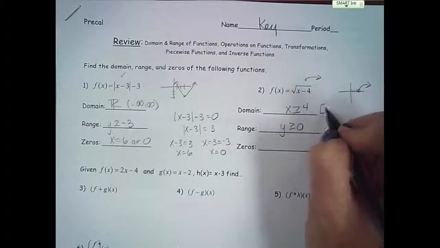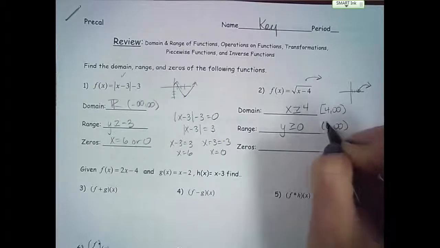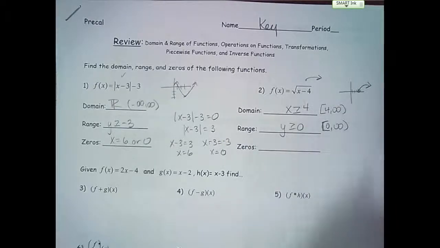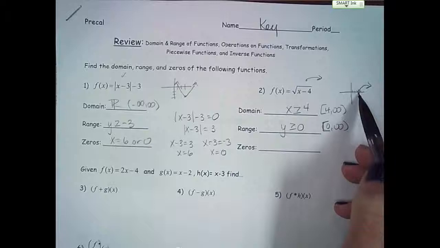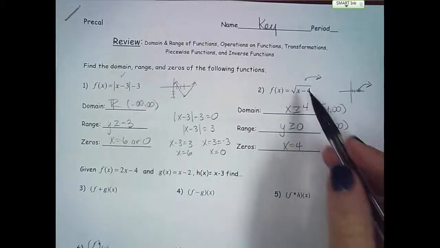Also, if you prefer, 4 to infinity, 0 to infinity. Our zeros, look, they have one exact 0 right there, which would be 4. x equals 4. If you weren't sure, you could set this equal to 0 and solve.